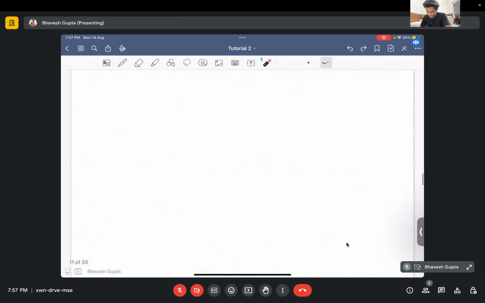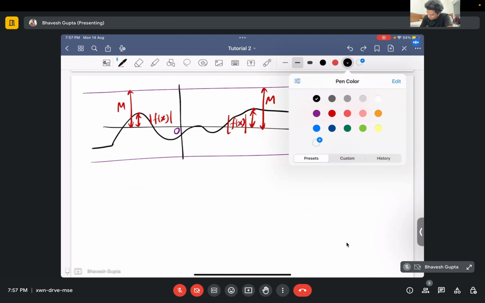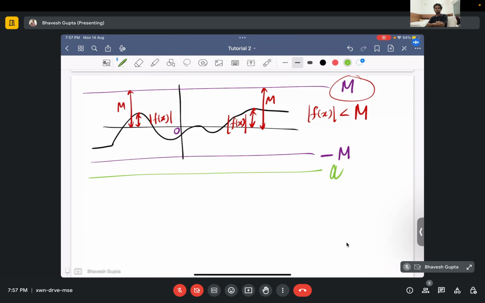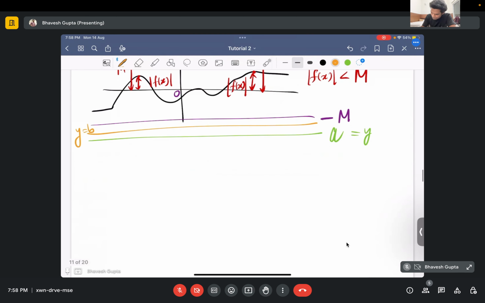For example, I can illustrate that idea over here. In this particular plot, I can always come up with a horizontal line. For example, let's say y equals a. This green horizontal line can act as a lower bound for this function. I can come up with another lower bound. For example, let's say y equals b. This orange line can also act as a lower bound for this particular function. So our idea is that the bound is not unique.